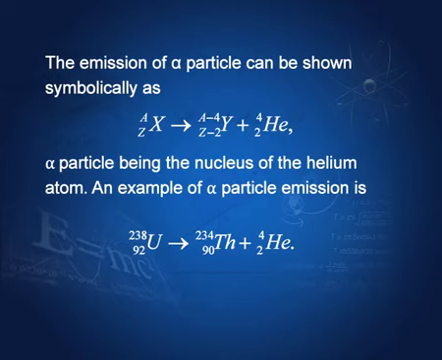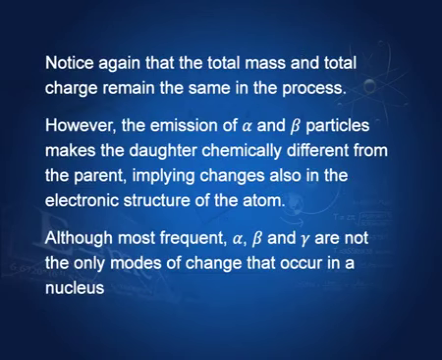This is another example of such a reaction. Uranium 238 with the emission of an alpha particle becomes thorium 234. So, 234 plus 4 is 238, 90 plus 2 is 92. So, both charge and mass are conserved. However, the emission of alpha and beta particles makes the daughter chemically different from the parent. You see, the atomic number has changed and therefore, the nature of this nucleus, its chemical properties have changed.